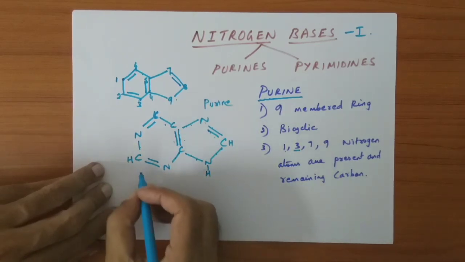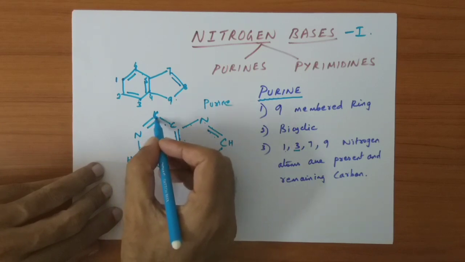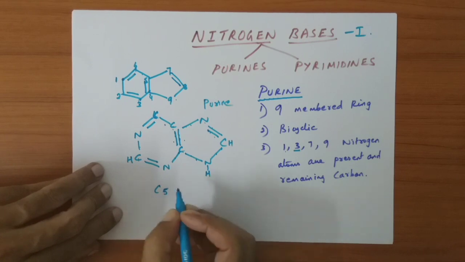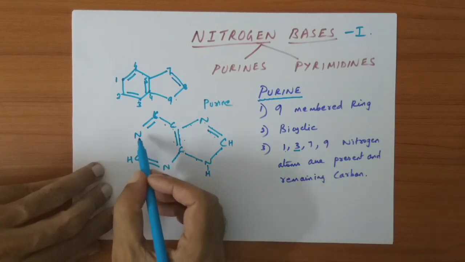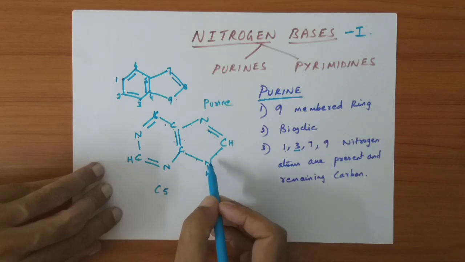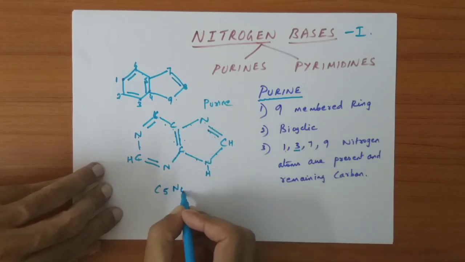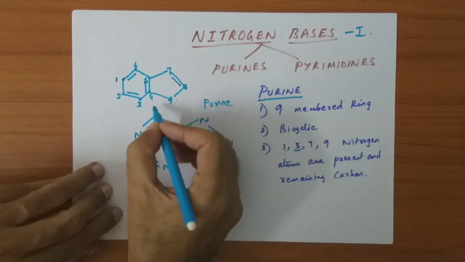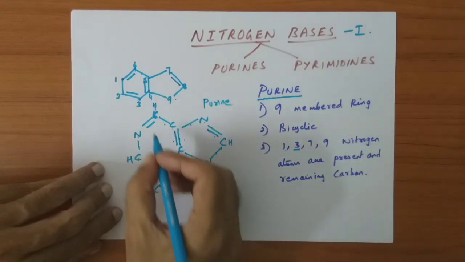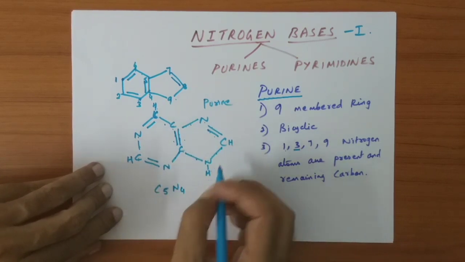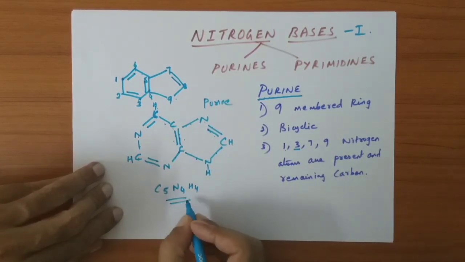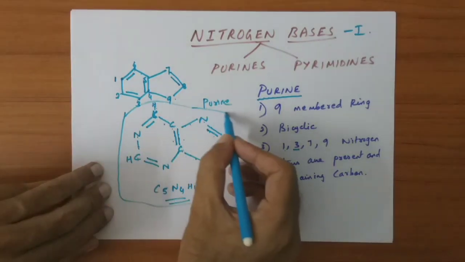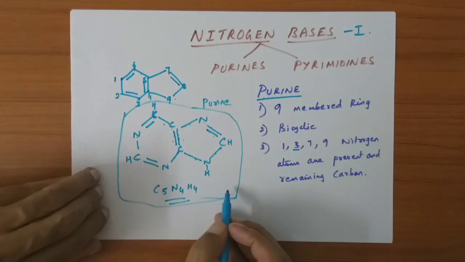Now the formula: how many carbons? 1, 2, 3, 4 and 5 carbons. So the molecular formula will be C5, and the number of nitrogens will be 1, 2, 3 and 4, so nitrogen will be 4. For hydrogen, we get a hydrogen here, 1, 2, 3, 4. So 4 hydrogens. The valency is satisfied, and this will be the structure of the purine.